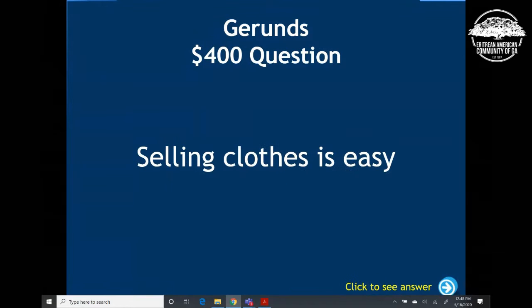Selling clothes is easy. Adam can get half credit, 150. So next, selling clothes is easy. I'll give you guys a hint. Plural for clothes is kedaunti. Easy would be kaliliyu, kalil. So kedaunti, kalil.